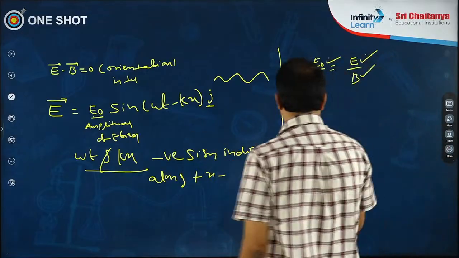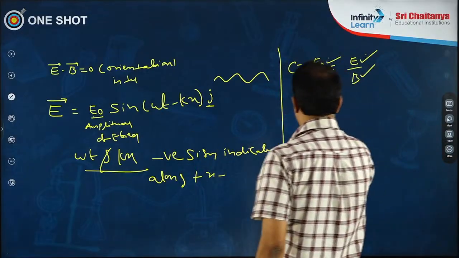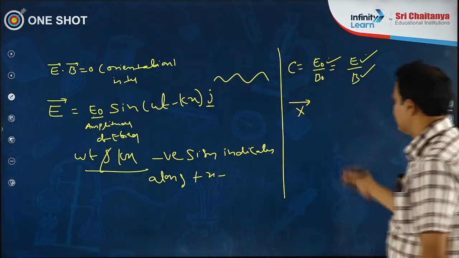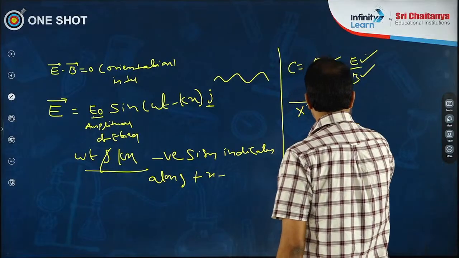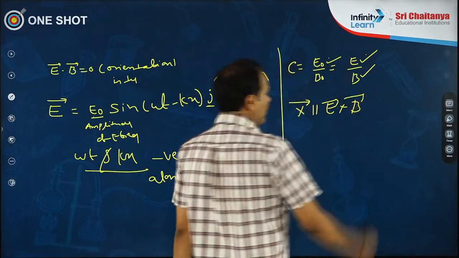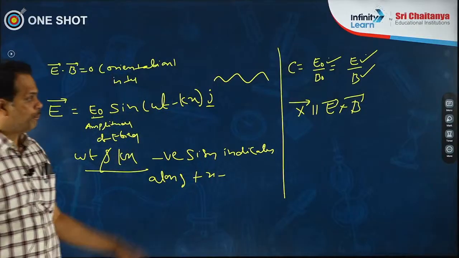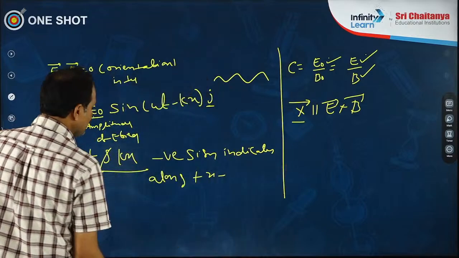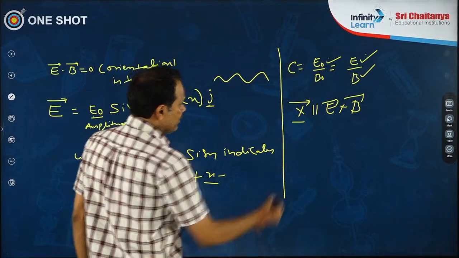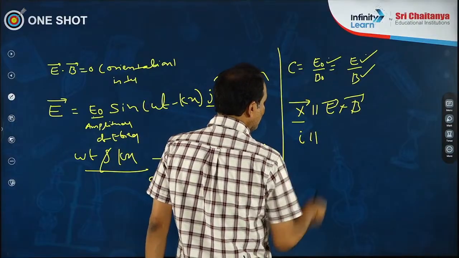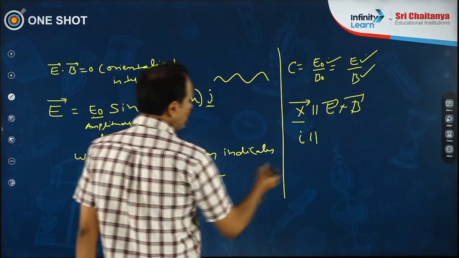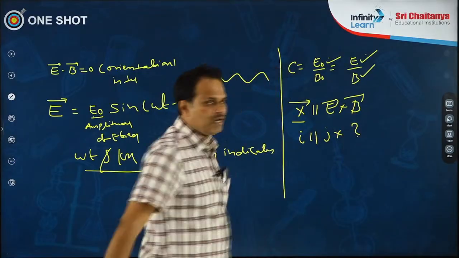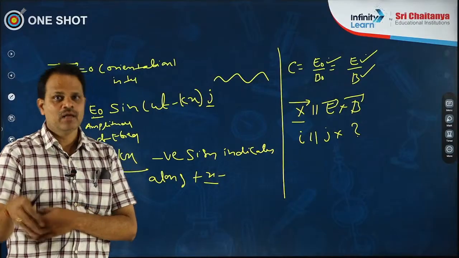But for the direction of B naught, the propagation of the electromagnetic wave is parallel to E bar cross B bar. Propagation is along plus x, which I can write as i. The electric field direction is j. The magnetic field is unknown, either plus k or minus k.